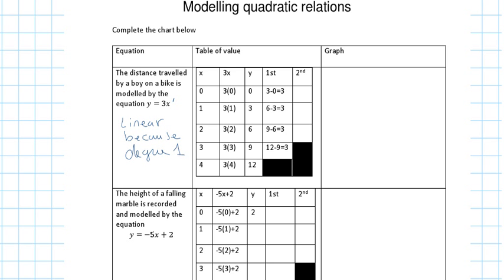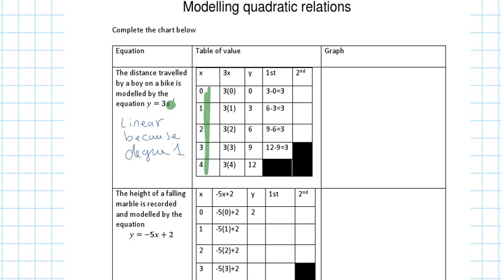Now, if I look at the table of values, what they did here is they gave me x values, and they plugged the x values in for x. So they did 3 times 0, 3 times 1, 3 times 2. They replaced the x value in for x, and they found the y value. So 3 times 0 is 0, 3 times 1 is 3, 3 times 2 is 6, 3 times 3 is 9, 3 times 4 is 12. So these are my y values.